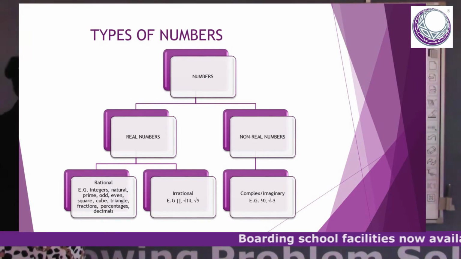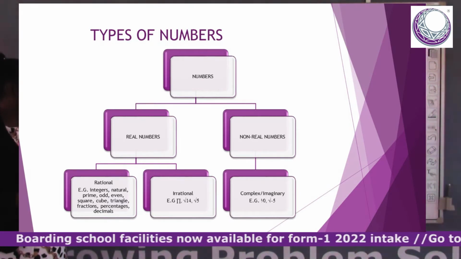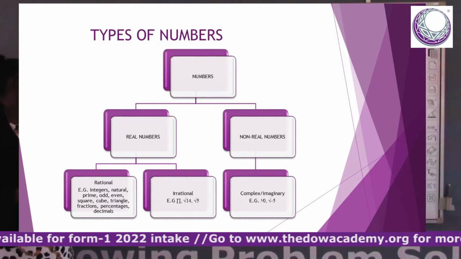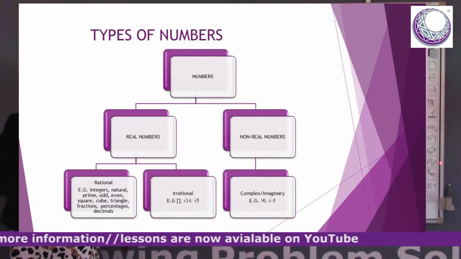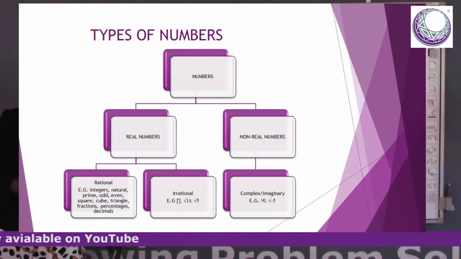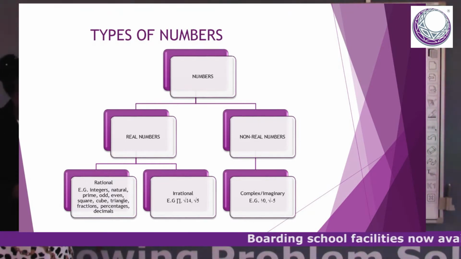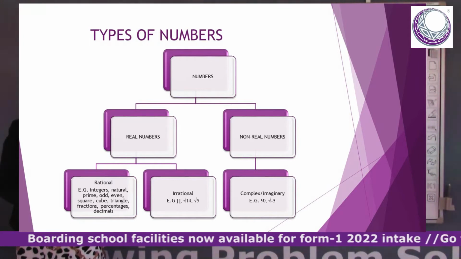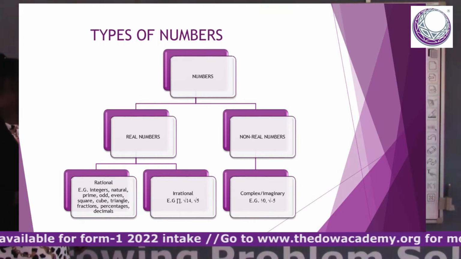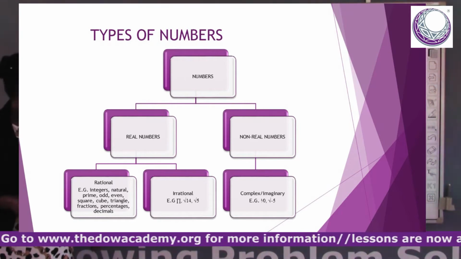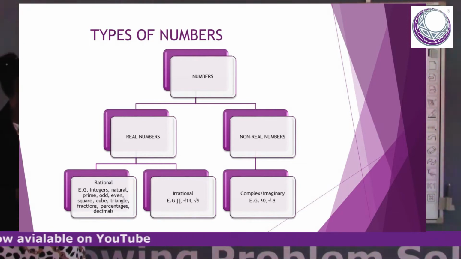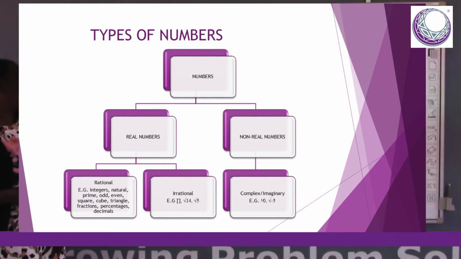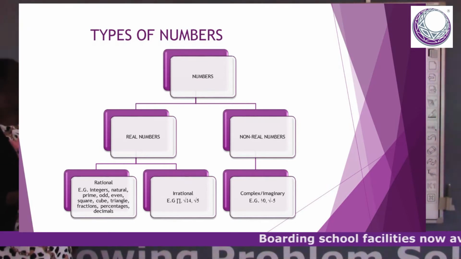So the difference between the two basically being that the rational are the numbers that can be expressed as fractions. They can be expressed as fractions, and if we try to change them to decimals, these are the numbers that will give us the exact or terminating decimals, or they will give us the recurring or repeating decimals. So all these numbers that we are using, they also include integers, that is the whole numbers, the negative, positive, natural, prime, odd, even, cube, triangle, fractions, percentages, and decimals.